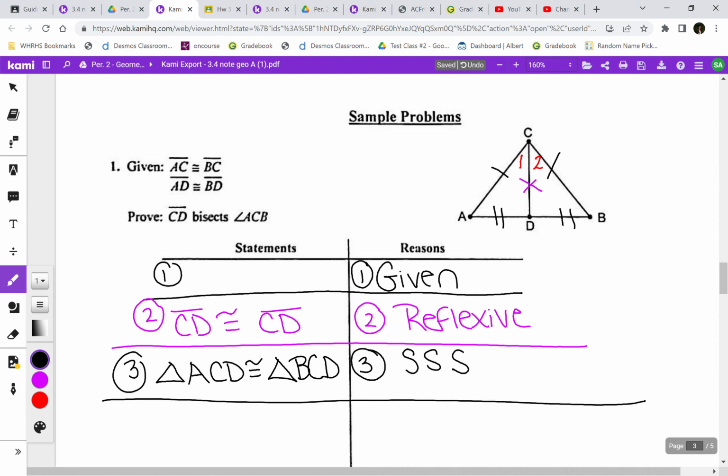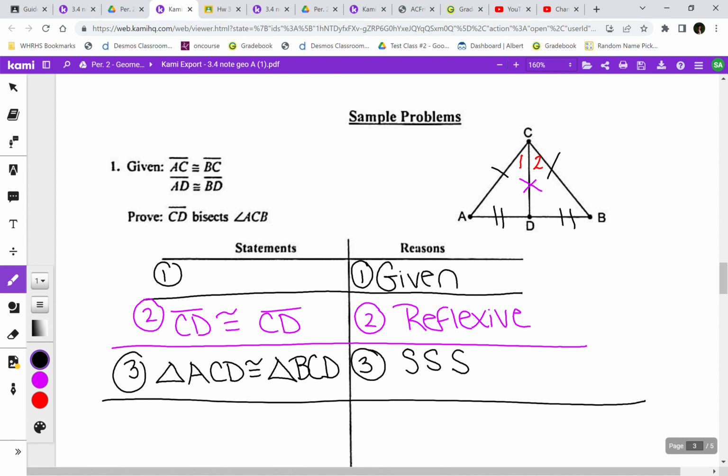Can I now go and say CD bisects angle ACB? How many people say yes? How many people say no? Why not? Why can't I say this? Oscar? Because we haven't proved the angles congruent. In order for CD to bisect ACB, we needed 1 and 2 to be congruent. We don't have those congruent yet.